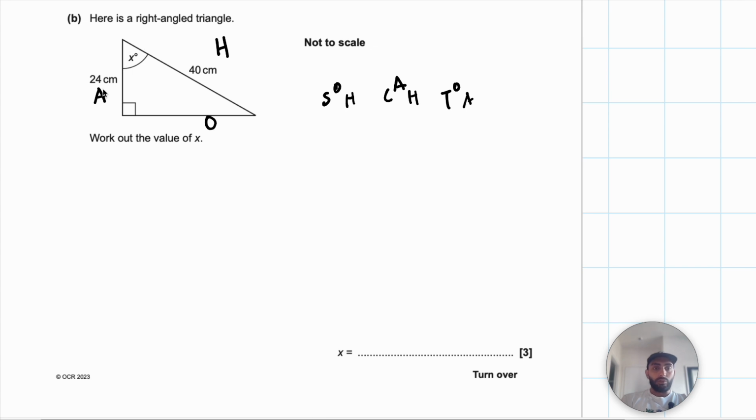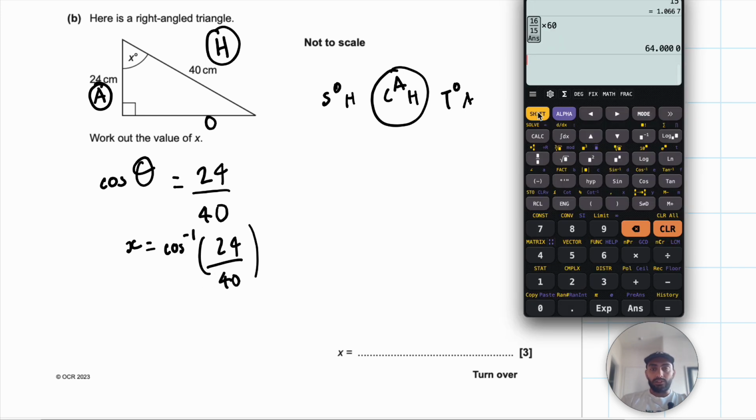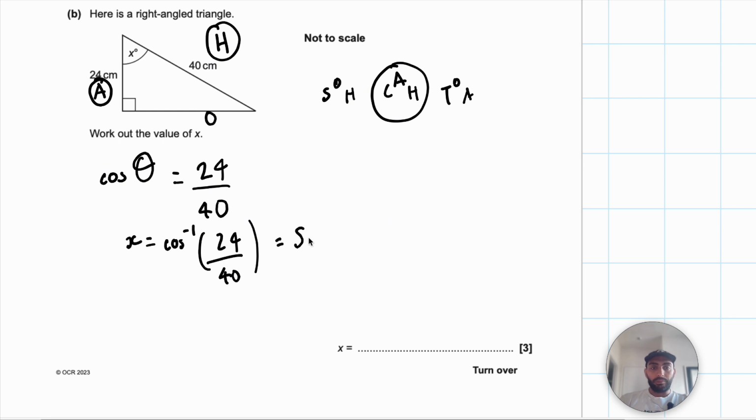Because we're looking for an angle, we care about the sides that we're given, which is A and H. So which of these have A and H in? It's going to be cos. So cos of theta, the angle that we're trying to find, is equal to 24 divided by 40. We need to rearrange this, so we get the angle on its own. I'm going to rewrite this as x. So x is equal to, if I move this to the other side, inverse cos of 24 over 40. Just type this in and you get your answer. So it's shift cos, and it's 24 divided by 40, which is 53.13.